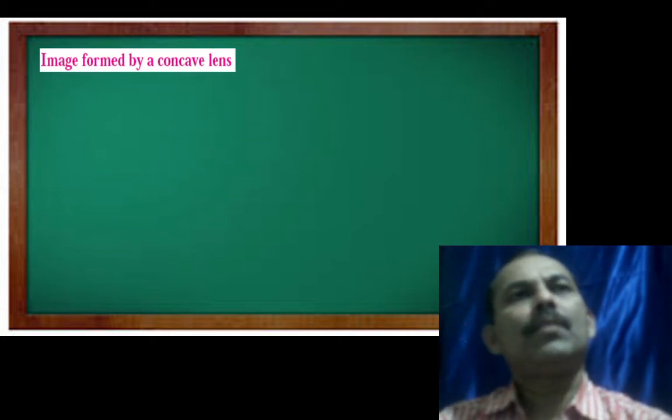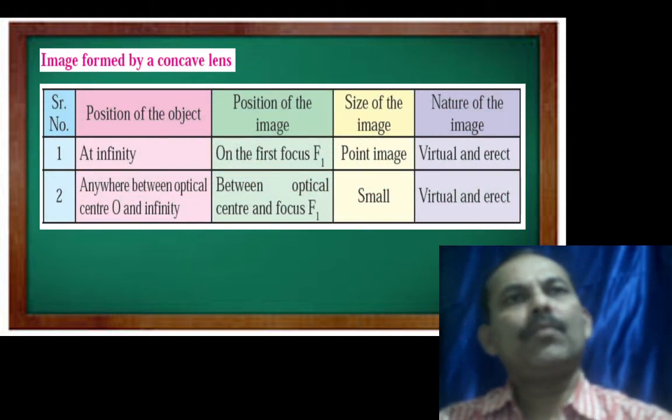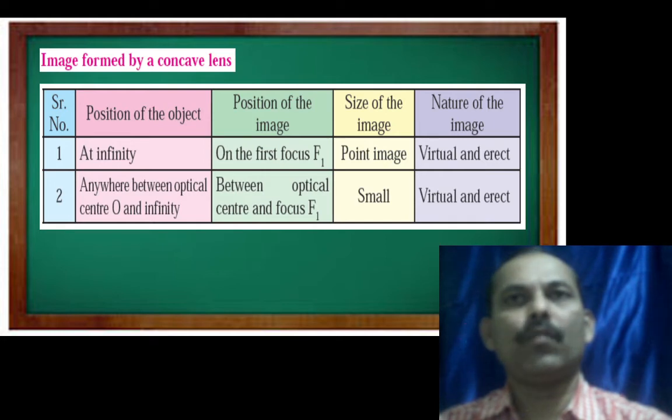Now we'll see about images formed by concave lens. If the position of the object is at infinity, at that time the position of the image will be at the first focus f1. The size of the image is a point image. Nature of the image is virtual and erect.